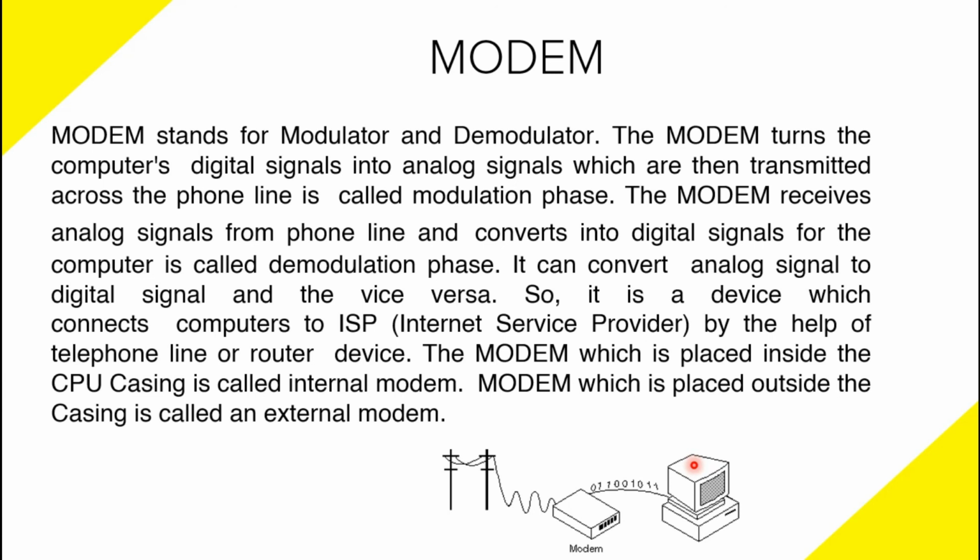Now we know what modulation and demodulation are. It converts analog signal to digital signal and vice versa. It is a device which connects the computer to the ISP, the internet service provider, with the help of a telephone line and router service. A modem placed inside the CPU casing is called an internal modem, and a modem placed outside the CPU casing is called an external modem. So that is about the modem.